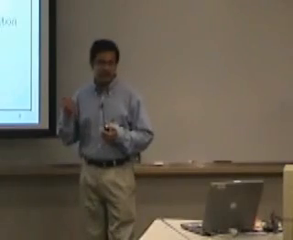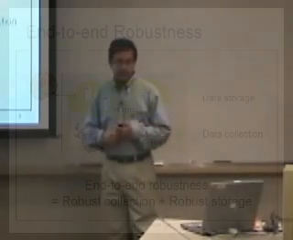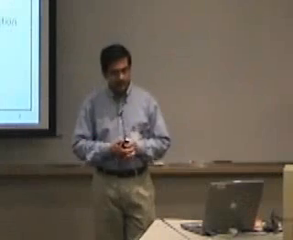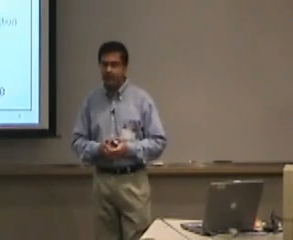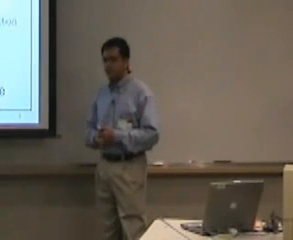So at a high level, the sensing system is composed of two components: the data collection component that collects the data, and the second component is the data storage component, where people make high-level queries on that collected data. For end-to-end robustness of this whole system, we need to make both the data storage and data collection components robust. Simply making only one component robust is not useful. We need to make both of them robust.